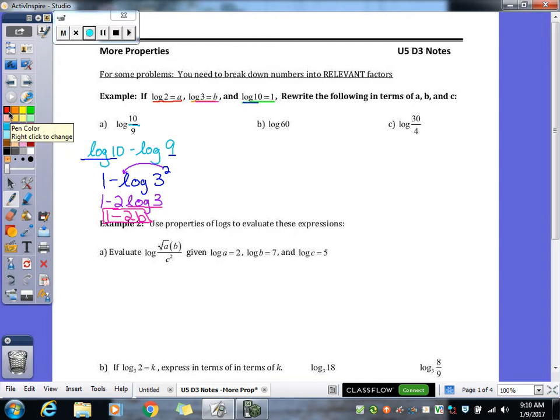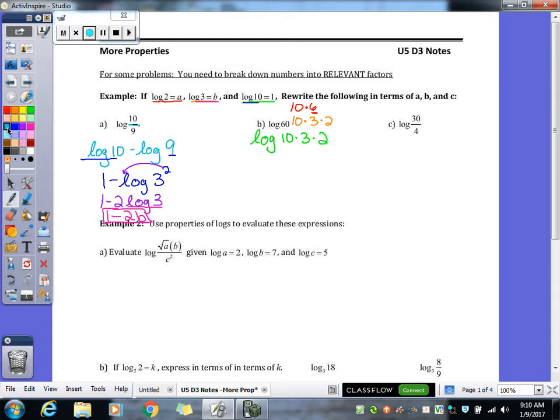So let's try 60. Again, 60 is not one of the ones they gave us. They gave us 2, they gave us 3, they gave us 10. But if we think about it, 60 can be broken down into 10 times 6. So there we go, we have the 10. But then I have to break down my 6 a little bit more, which would be 3 times 2. So 10 times 3 times 2 is the same thing as saying 60. So we can rewrite this as log of 10 times 3 times 2.